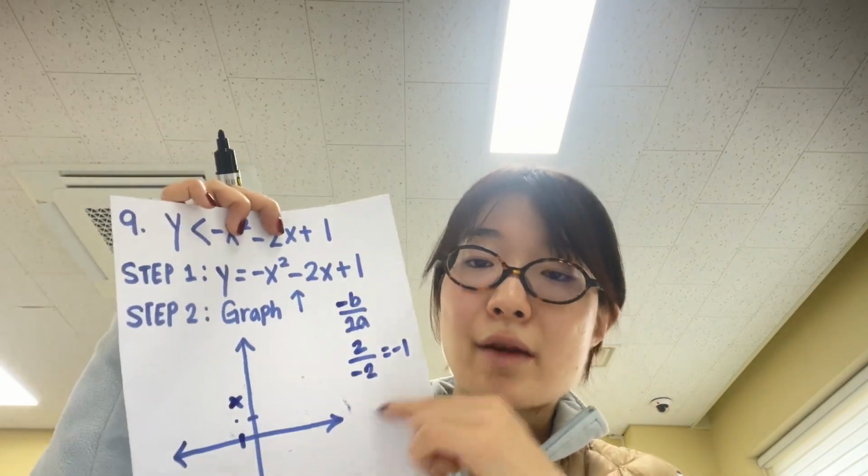and negative b over 2a. So I'm going to use vertex. That would be positive 2 over negative 2, negative 1. So when x is negative 1, it would be negative 1 squared, positive 1, plus 2 plus 1. That's my vertex. So, like I said, instead of creating a solid line, we create a dashed line to indicate that all the points on the parabola are not included in this inequality statement.